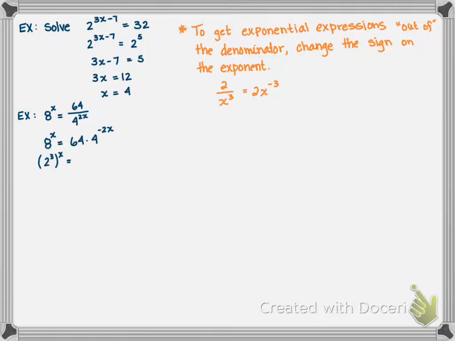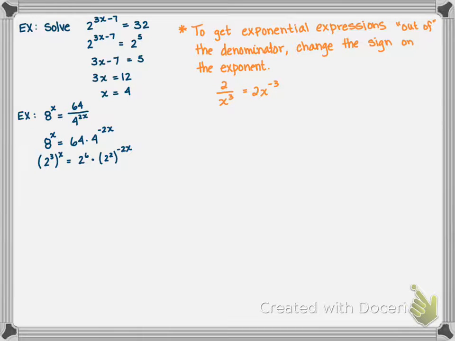And 64 is 2 to the 6th. I don't need parentheses on that one. And then 4 is 2 squared. And notice that when we do this, it's a little different from when we normally solve equations, because normally when we solve equations, we do operations on both sides of the equation. Here, all we're doing is rewriting.